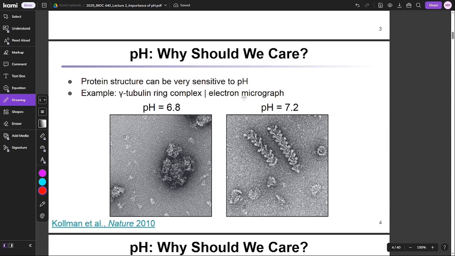All they're trying to show on this slide here is how protein structure is very different depending on the pH we're at. So for this protein here, gamma tubulin, you can see that it's at pH 6.8.